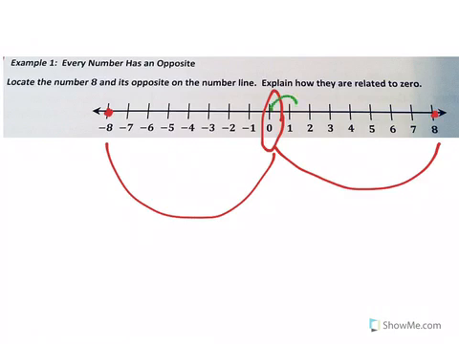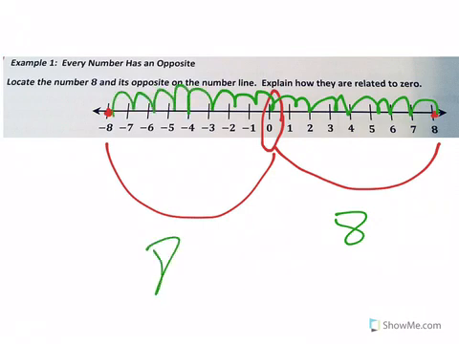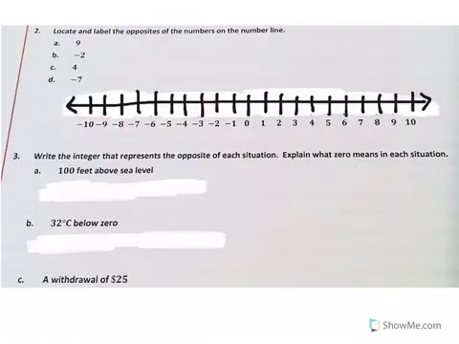If we make these moves, 1, 2, 3, 4, 5, 6, 7, 8. 8 is 8 away from 0. But if we look at negative 8, we say 1, 2, 3, 4, 5, 6, 7, 8. It's also 8 away from 0 in the opposite direction. That's why they're opposites. All right, let's get into some examples. This kind of sets up a little bit more discussion about opposites. It says locate and label the opposites of the numbers on the line.